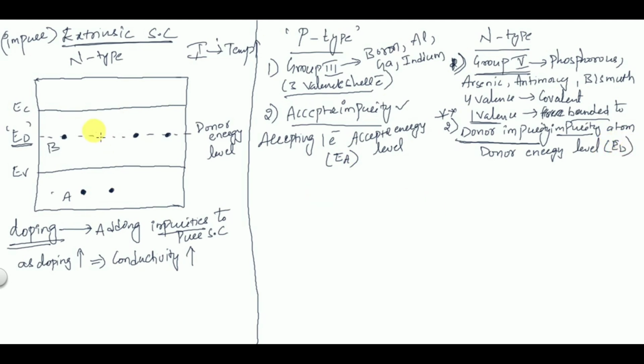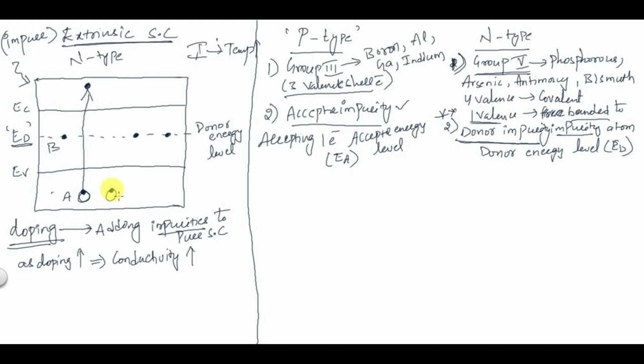Okay, so this is the process. This is called the donor energy level. When you apply some external force on this semiconductor, what will happen? Covalent bonds will get broken and an electron will jump from the valence band to the conduction band, leaving a hole here.